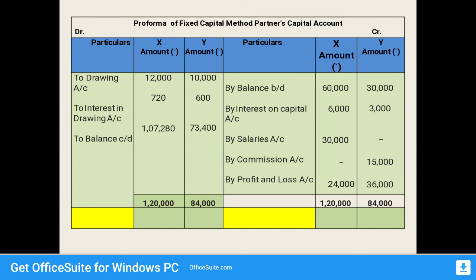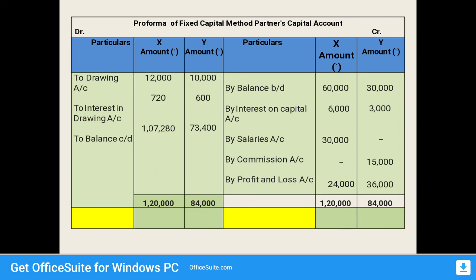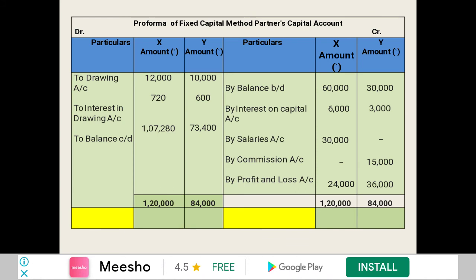So balance carried down 1,07,028 and 73,400. Okay. Other examples, solve in your homework. So we are taking the next one, using the balance proforma.